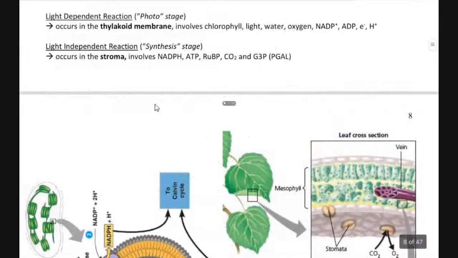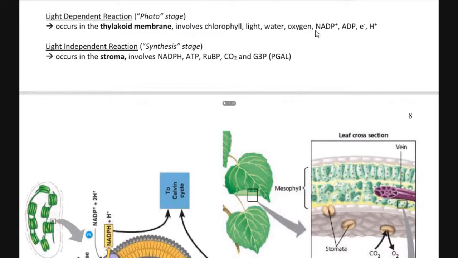Again, photosynthesis is broken down into the photo stage, where we actually care about light and we use water. We need to have chlorophyll, light and water, oxygen gets created, and then we're going to produce or use these particular energy molecules. We're going to adapt them. We're going to add a hydrogen here with an electron, and we're going to add a phosphate here.